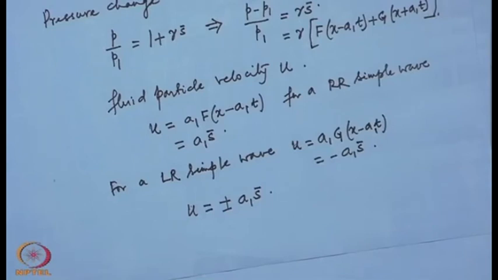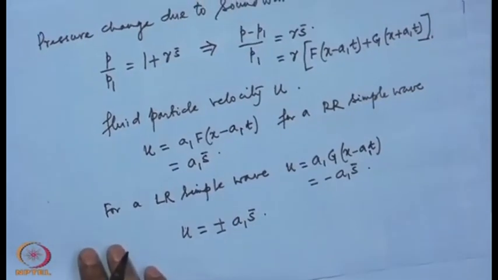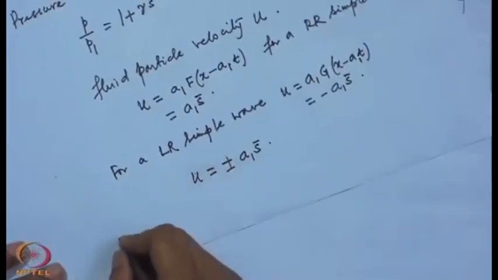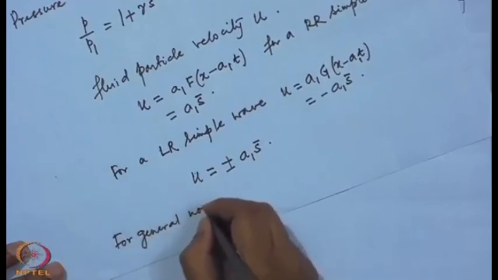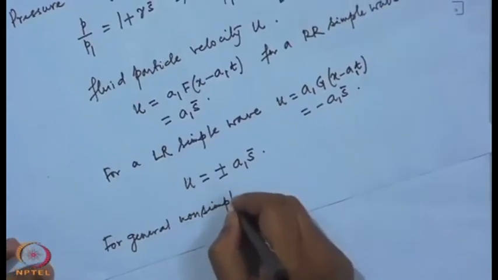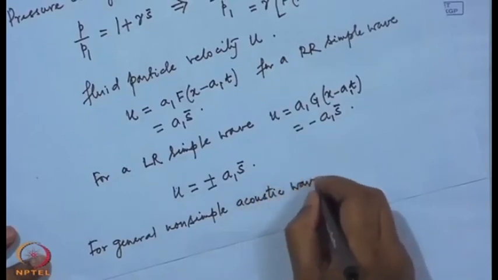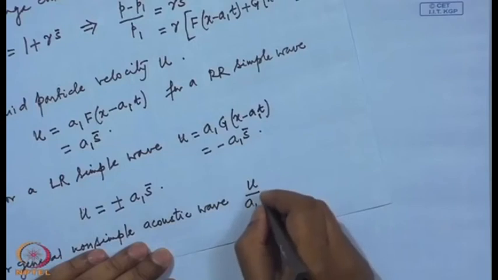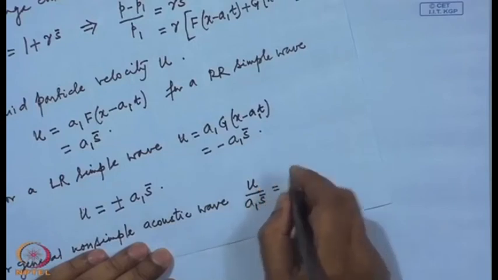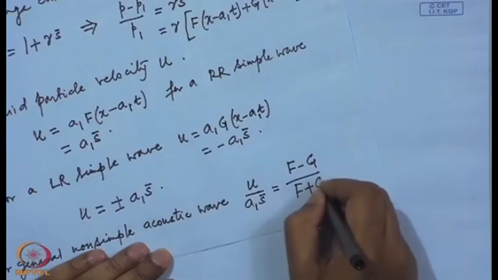The non-simple wave is a superposition of two simple waves, that is f and g, and the relation between particle velocity and density, for a general non-simple acoustic wave, is u by a1 equal to f plus g.